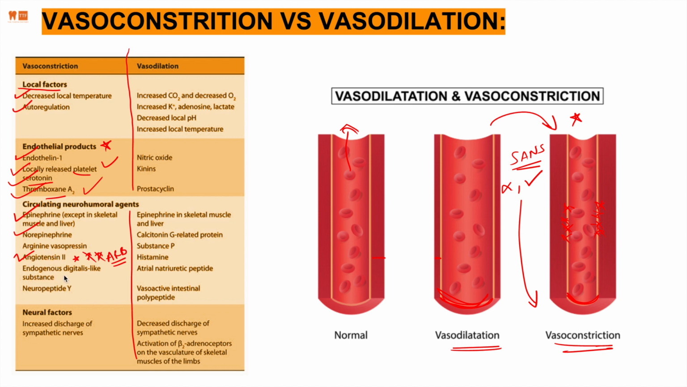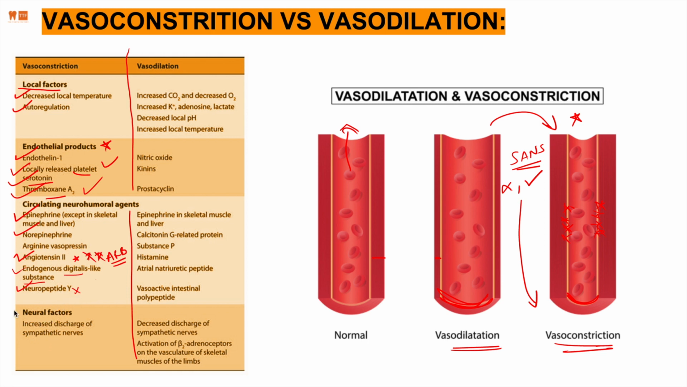And then endogenous digitalis-like substance. So digitalis is known as a contractile. We'll take a look at that much deeper in the antiarrhythmia lectures. We got digitalis or digoxin, for example. It causes a contraction of the heart, but our body also has endogenous digitalis-like substance and neuropeptide Y. We don't really need to know this, so don't worry about this.